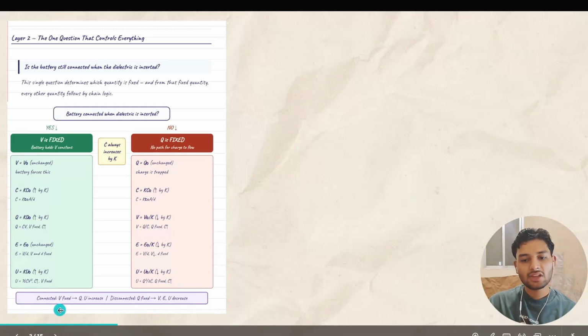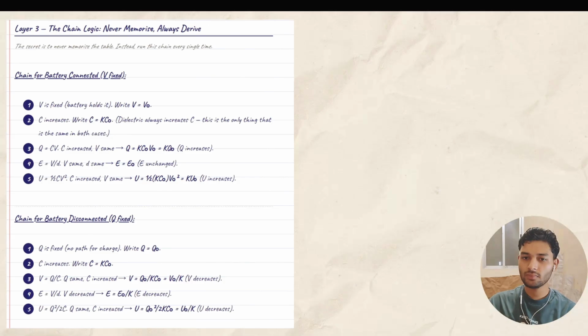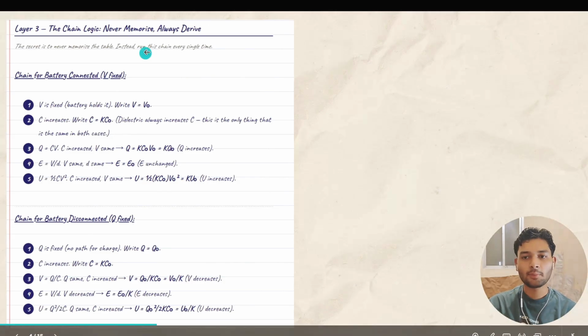So connected: V fixed, Q and U increase. Disconnected: Q fixed, and V, E and U decrease. When it is disconnected, the charge is fixed, and when it is connected, V is fixed, meaning it is constant, and Q and U increase. So this is the basic concept. Okay. So the chain logic: never memorize, always derive.